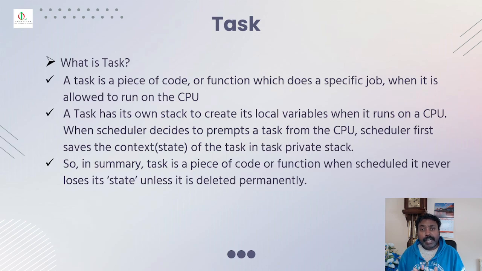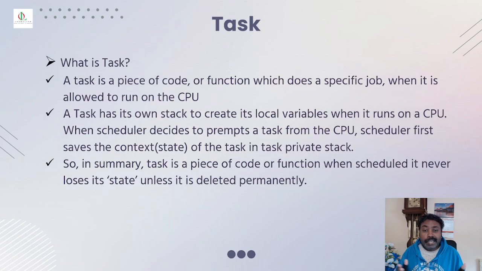And every task will have its own stack. Like in a function, you have a common stack, and you push and pop those instructions. But with a task, the task will come with its own stack to create its local variables when it runs from a CPU. And when the scheduler decides to preempt, that means if it is running a low priority task, and suddenly a high priority task comes, the microcontroller has to stop that and release for the high priority to work. That's a preempt. A scheduler first saves all the context of that state into a private stack, so that once it finishes the highest priority, it can return back to the low priority task to work. So it saves all that context in that private stack.